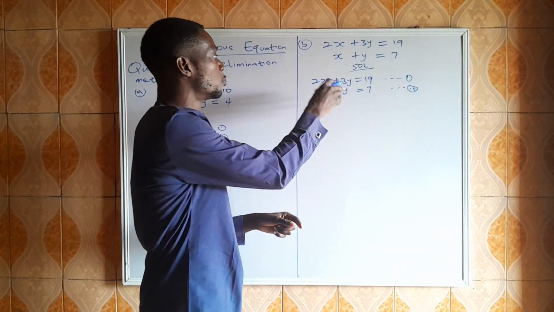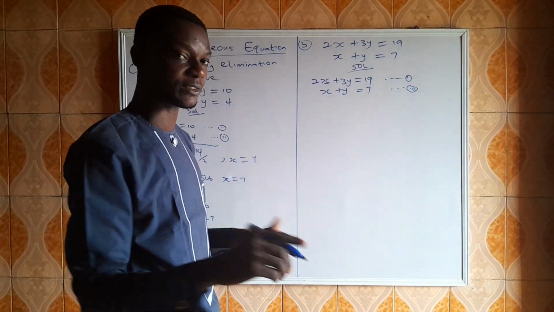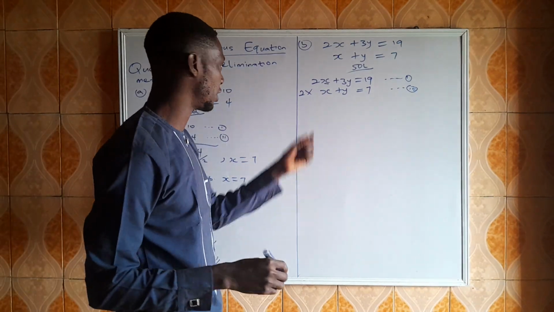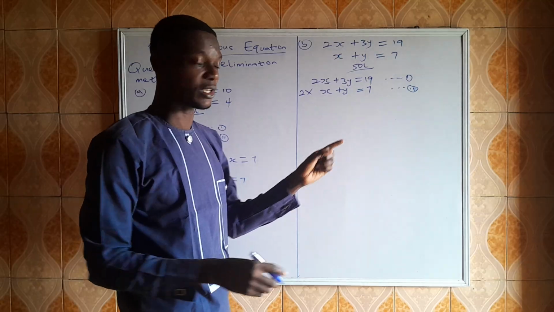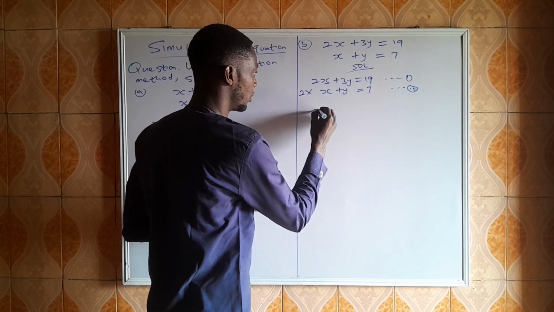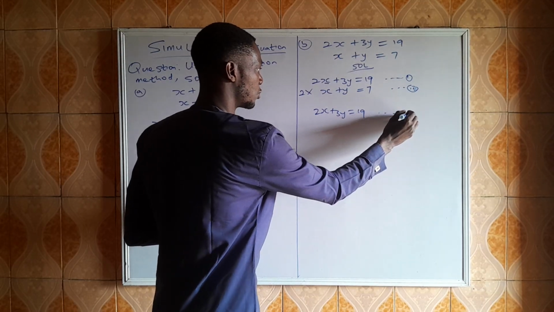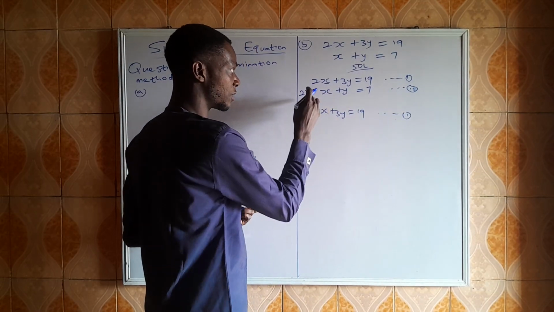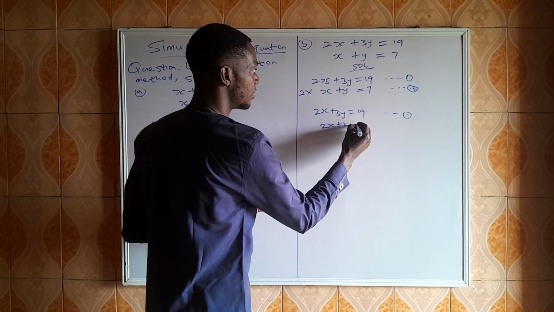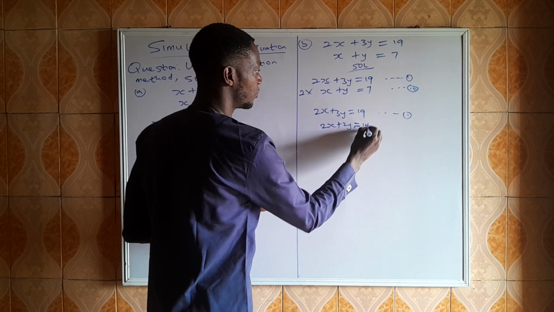Now to do this, if you want to eliminate x, you need to multiply equation 2 by 2, so that 2 multiplied by x will give you 2x. When you multiply this by 2, you have 2x plus 3y equals 19, which is still your equation 1. Now your equation 2 becomes 2x plus 2y equals 14.